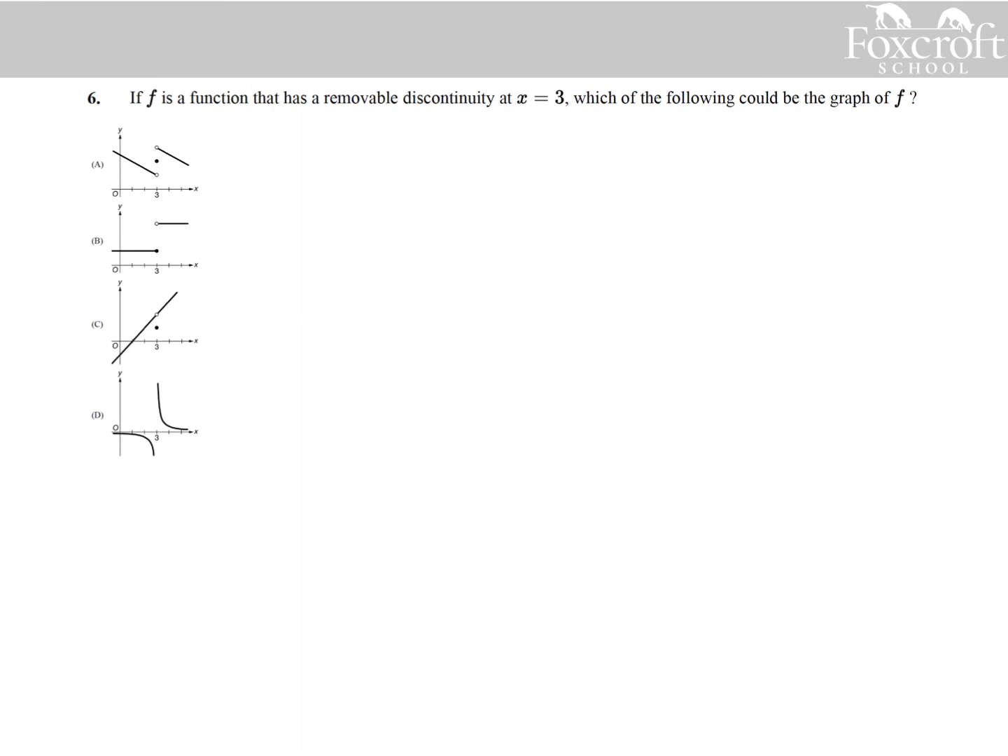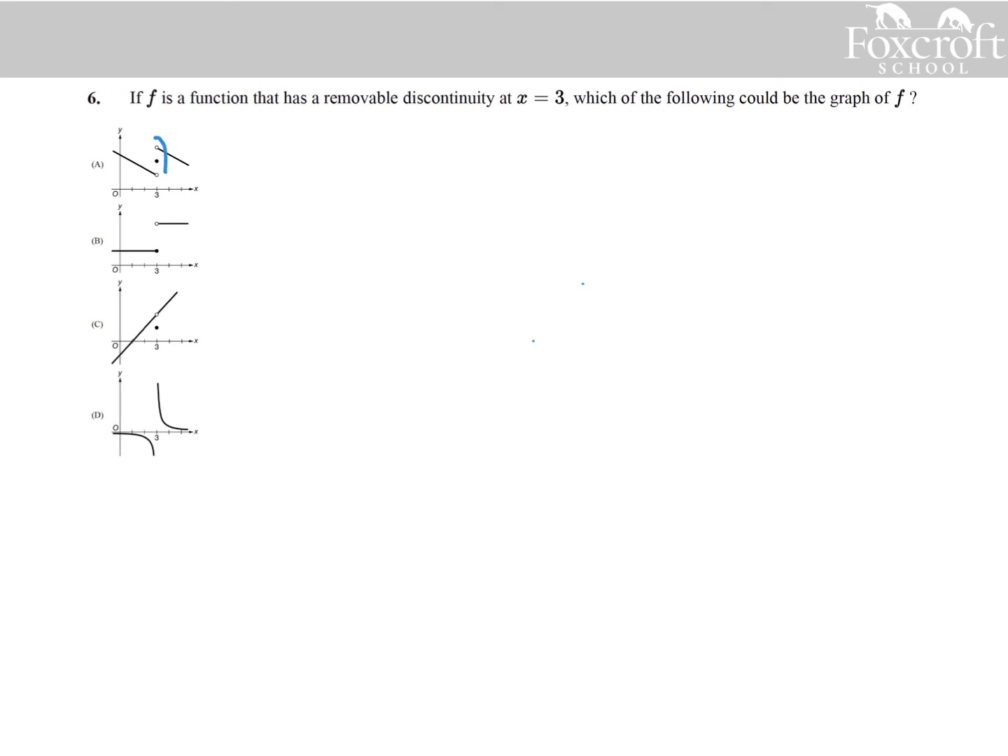Right, if f is a function that has a removable discontinuity at x equals 3, which could be the graph of f? So really this is just what is the definition of a removable discontinuity? Removable, my pen stopped working. Removable basically means I can kind of fill in the hole and fix the function.